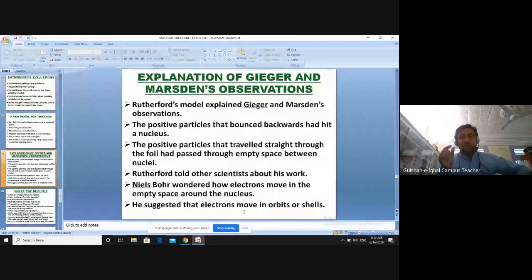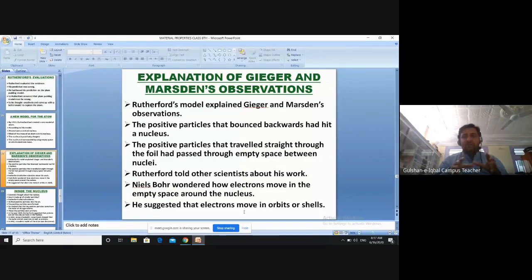This model was given by Neil Bohr, but Rutherford was the scientist who gave the idea that the nucleus is present in the atom. In the atom, the electron revolves around the nucleus, but he did not say that the electrons revolve in shells. He said that the electron revolves around the nucleus. How the electron revolves around the nucleus was explained by Neil Bohr. He performed a lot of experiments, but the model of Neil Bohr is not given in your book.